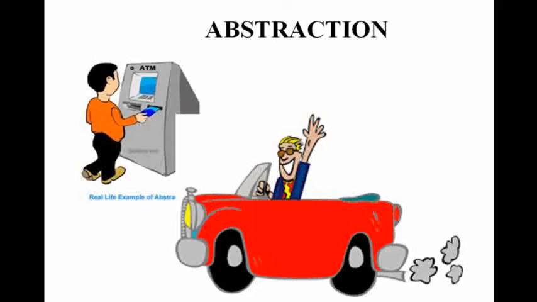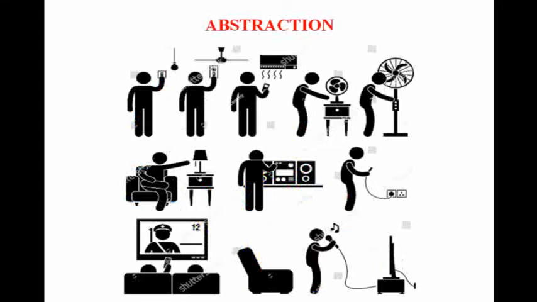Here you see the person is driving a car, but how the car is working, what the internal parts are, how it is working, he's not bothered about it. He's just driving the car. This is how you represent the essential features and hide the complexities. So here are some examples of abstraction. You operate different machines, you just press the button and the work is done, and you don't know about the background details.